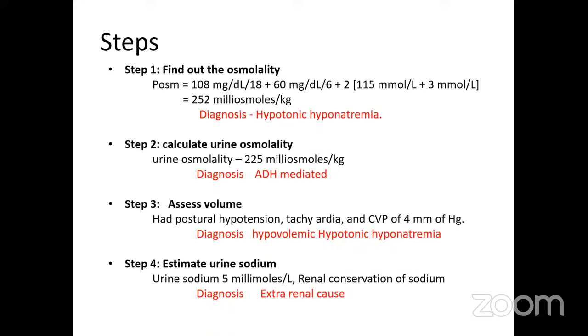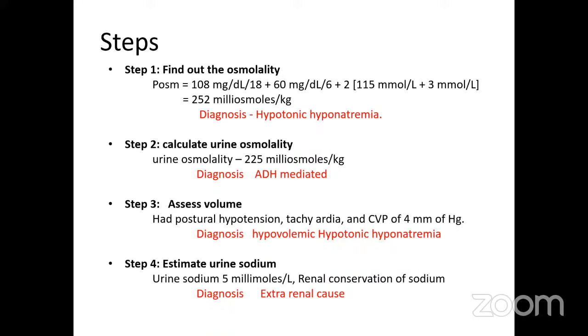Now, the next step is to calculate the urine osmolality, as already said. His urine osmolality was 225, again showing that the urine is not diluted as we expect it to be. That means ADH is acting. Now, what is the stimulus for ADH here? The patient had postural hypotension, tachycardia, and a low CVP. So this patient had a hypovolemic, hypotonic hyponatremia.